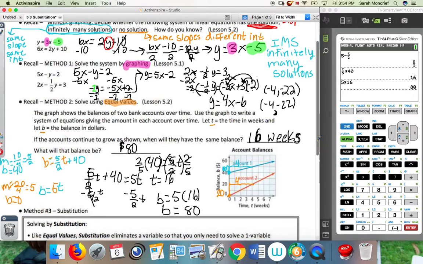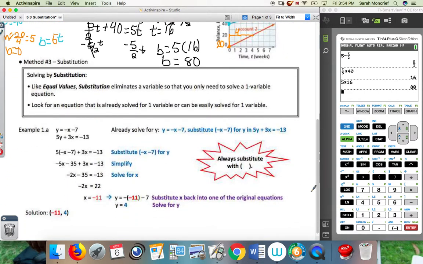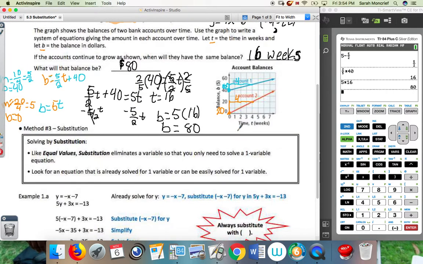Anyways, moving on. That is how you solve using the equal values method. So now let's get to the fun stuff. And also, real quick, if I wanted to write that as an ordered pair, how would I write it?